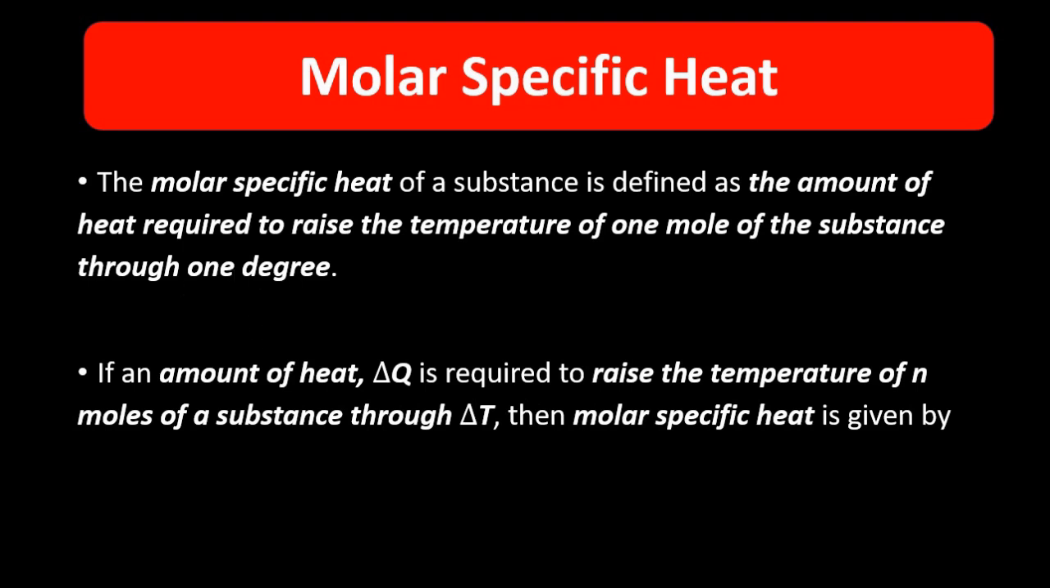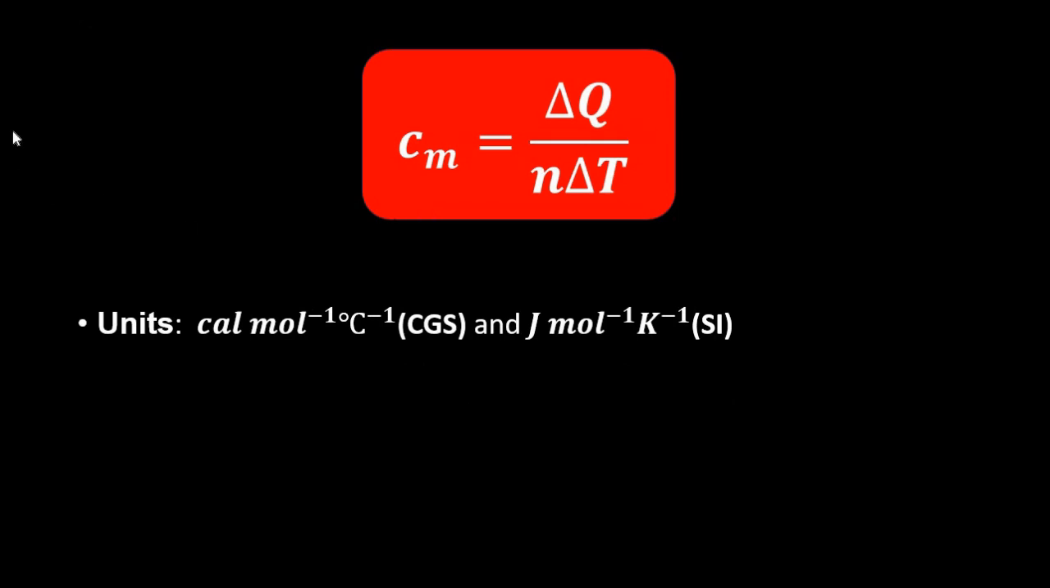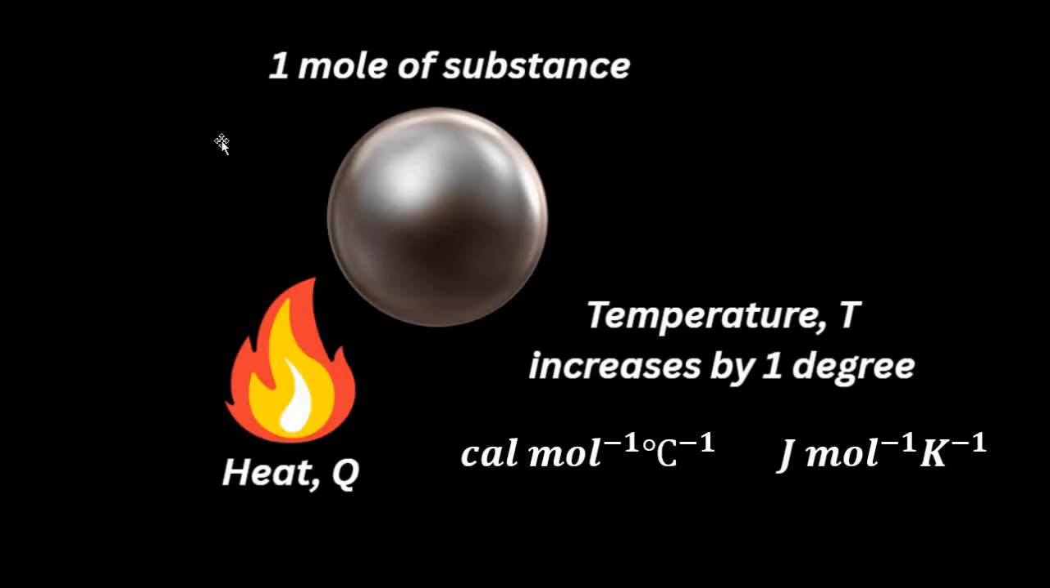So let's say for 1 mole of a substance, we require 90 calories of energy to raise the temperature by 1 degree Celsius. So the molar specific heat is 90 calorie per mole per degree Celsius. So each mole requires 90 calories of energy to raise the temperature of that 1 mole by 1 degree Celsius.